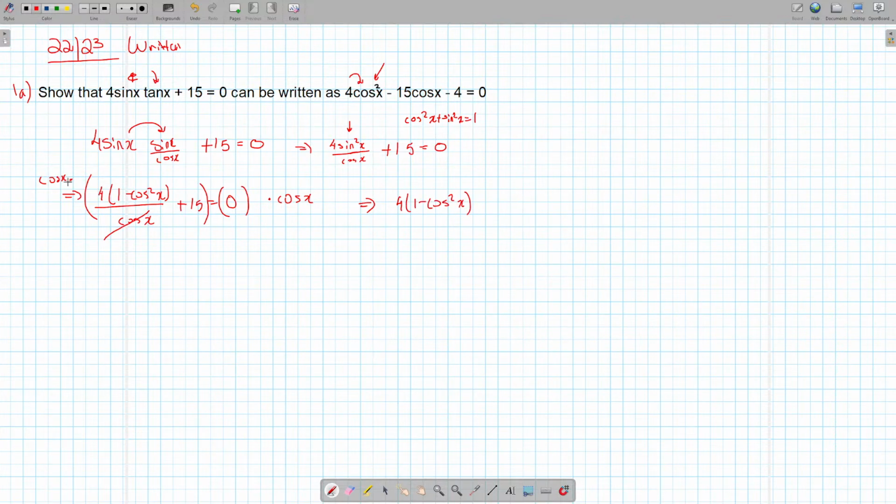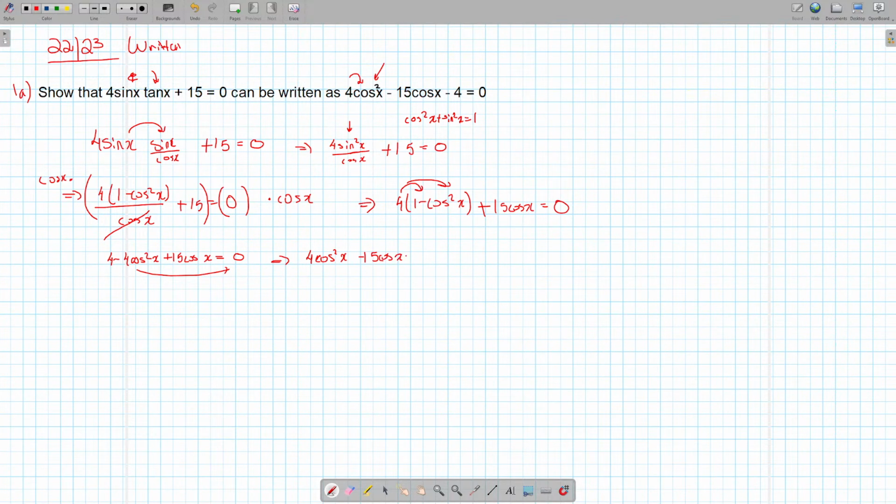So we're done here. Remember, you're distributing it inside, so you multiply here and you multiply here as well. Cosine x times 15 is plus 15 cosine x. And 0 times cosine x is what? 0. Here you obviously have to distribute the 4. So you get 4 minus 4 cosine squared x plus 15 cosine x is equal to 0. We want the 15 to be negative and the cosine squared x to be positive, so we can just throw everything on the other side. It's going to look like this.